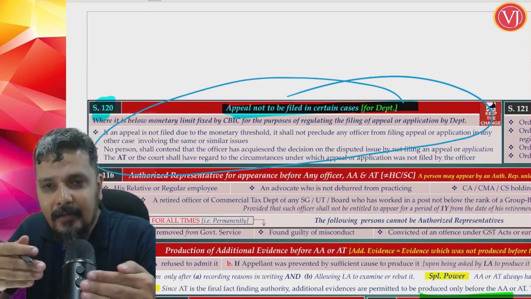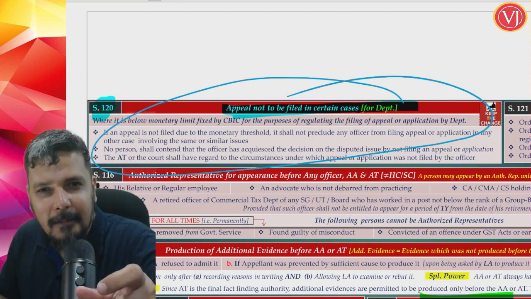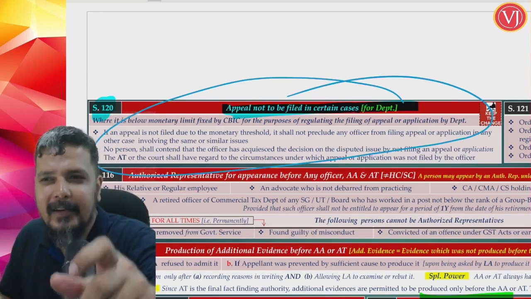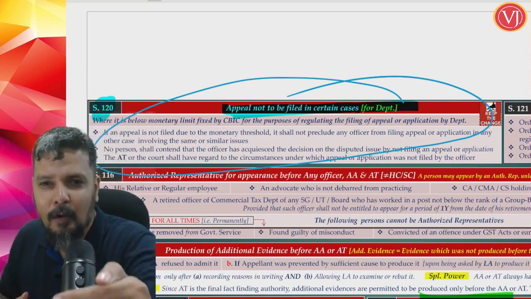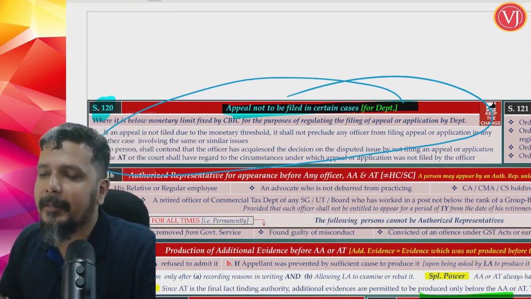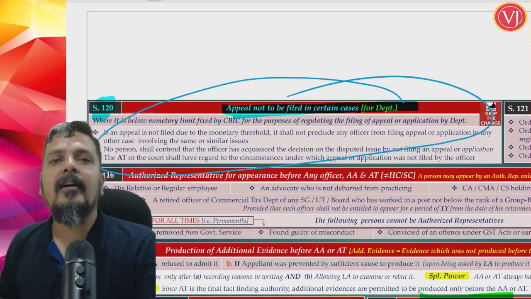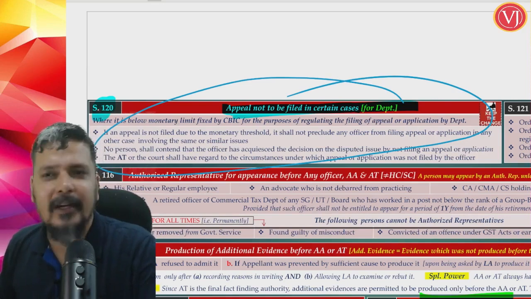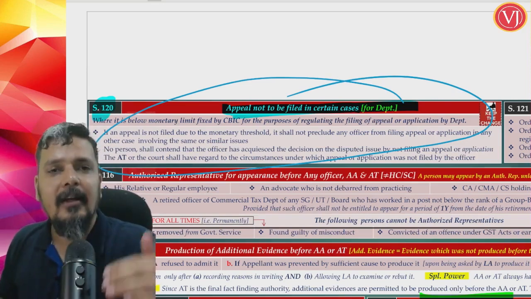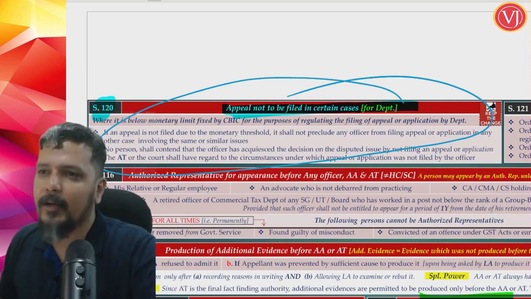If the department is not filing appeals to higher authorities because of the monetary limit, because of the amount being lesser, because of the instruction by CBIC that if the amount is so and so lesser, don't file the appeals, it does not mean that the department has agreed to the judgment of the appellate authority or appellate tribunal or High Court or Supreme Court. It does not mean that.